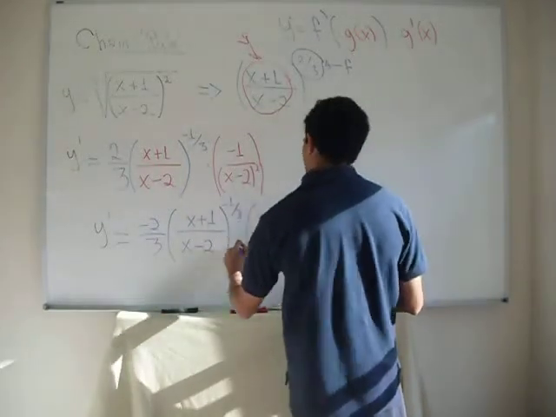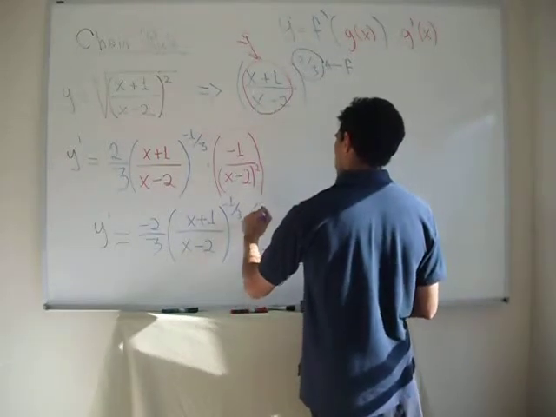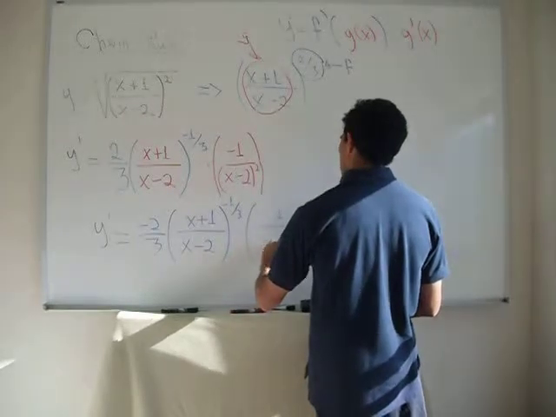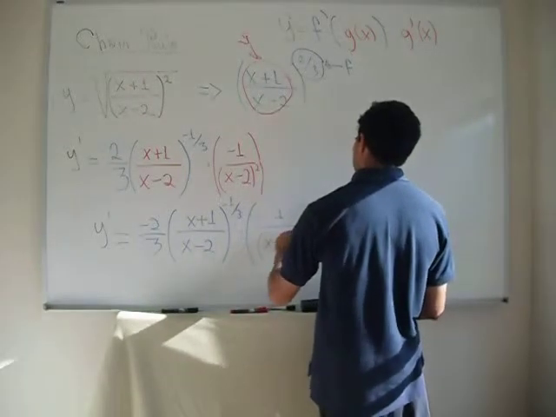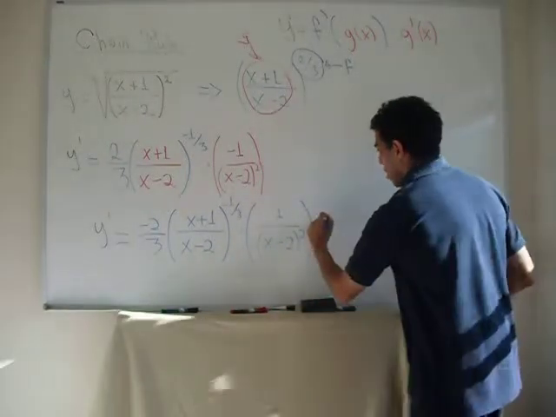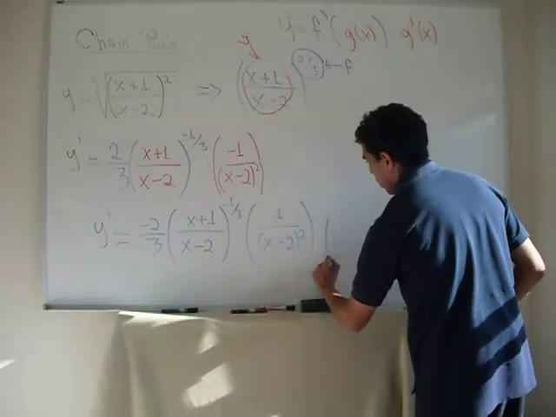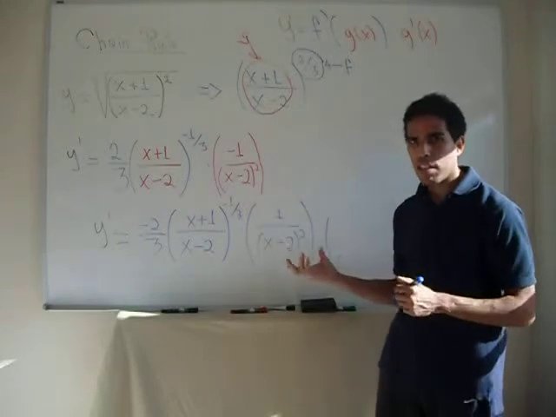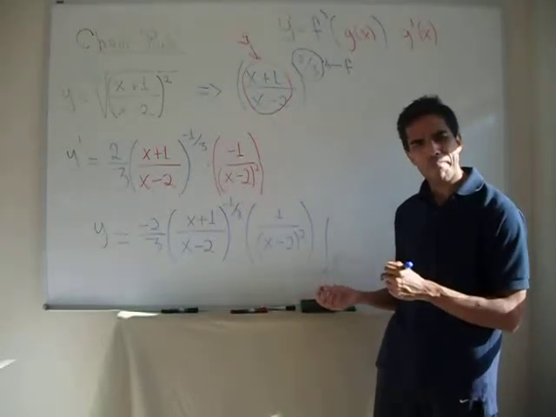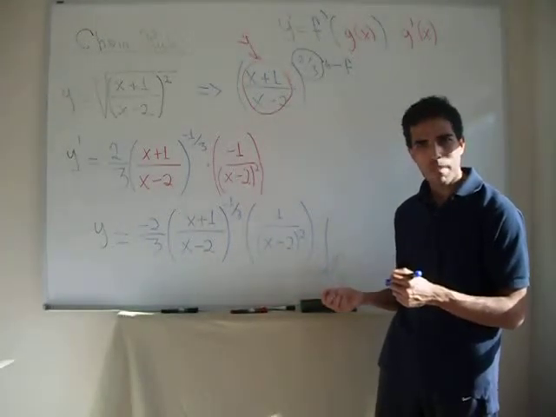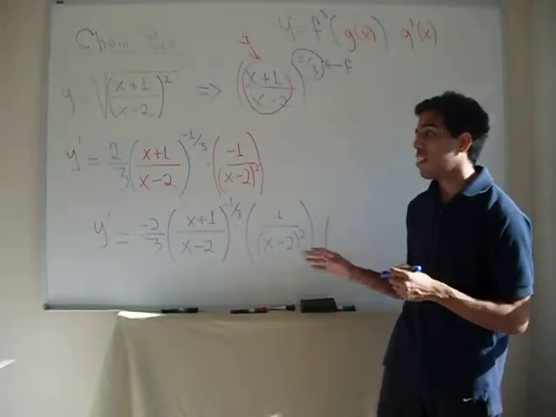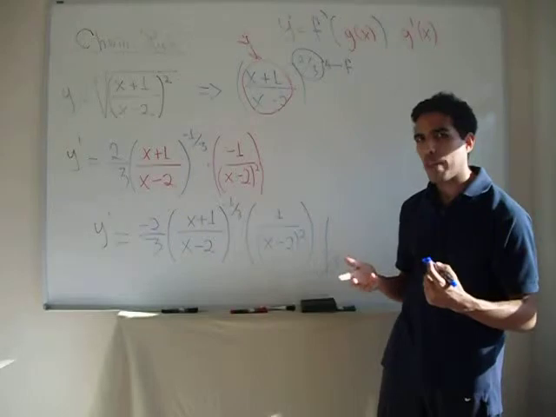multiplied by 1 over x minus 2 squared. And there you go. That is your solution for the exercise. Is there something else I can do to this to simplify it? Maybe. Do you think so? If you do, leave your comments on the video. And if you're sure that this is the end of the exercise, say it as well, okay?